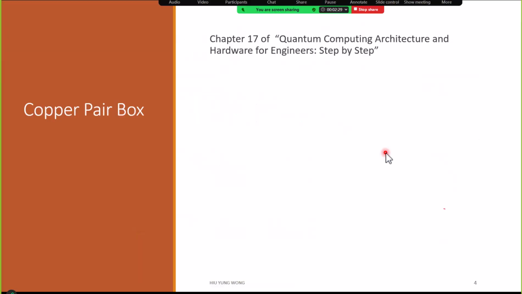Anyway, today we will start looking at superconducting qubit. The first thing we will look at is, this is a typo. Sorry for that. This should be Cooper pair box.